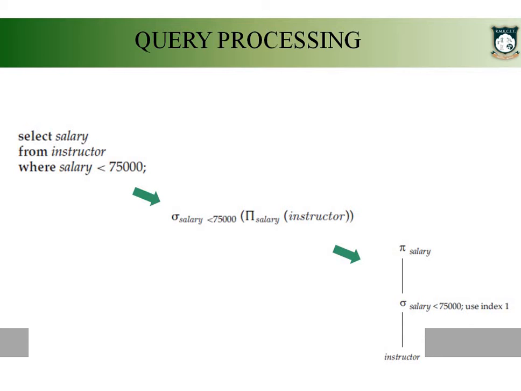Now as an example, just see this case. If you are giving a query like select salary from instructor where salary less than 75,000. Once you give a SQL statement like this, first the given query will be passed to the component called parser and translator. What the parser and translator is going to do is check whether the query we have given is correctly given or not.